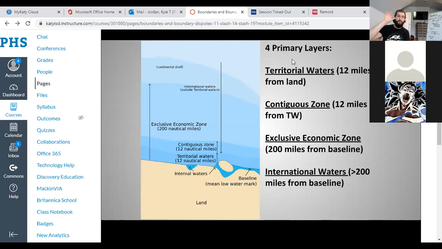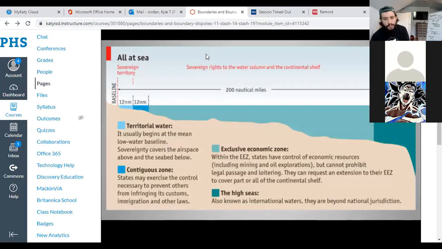International waters are completely without any economic regulation outside of the exclusive economic zone. All right. So territorial waters begin at the mean low water baseline, because remember, you have currents and you have tides, high tide and low tide. So you go at low tide, and everything that is in that territorial water is controlled by whatever government owns the land.